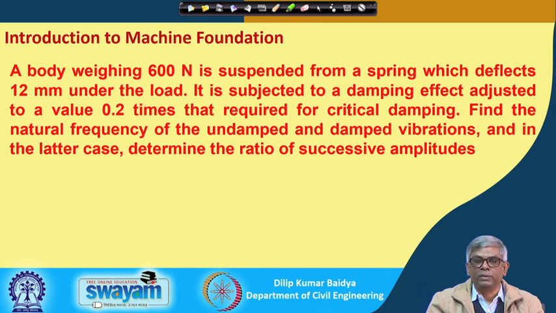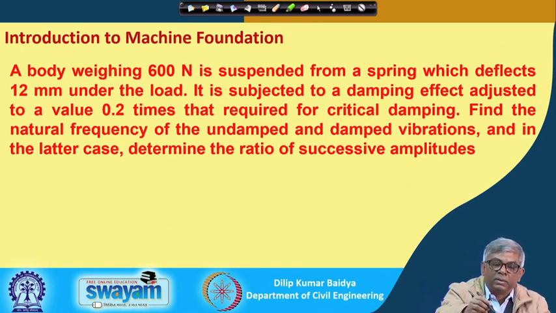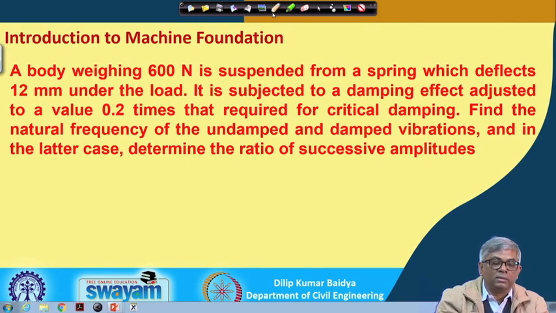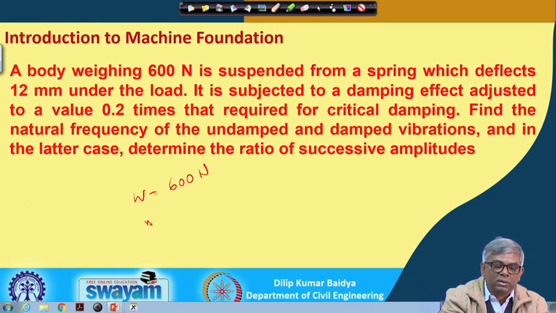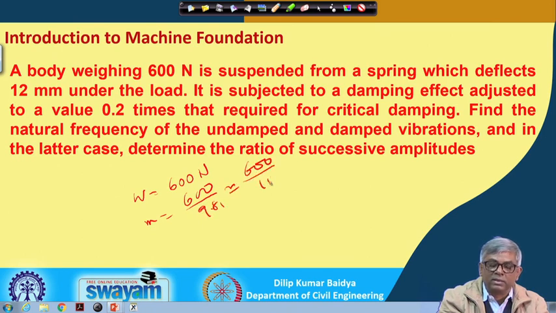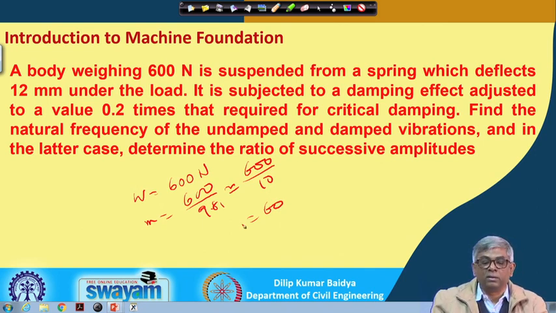You can see here that the mass of the body is given. Suppose W is 600 Newton, then you can find M as 600 by G, 9.81, which we generally write as 600 by 10. Okay. So, it will be 60. And you can see that instead of spring stiffness, how much the spring deflects when this mass is suspended from it is given. From this, what can we get actually?